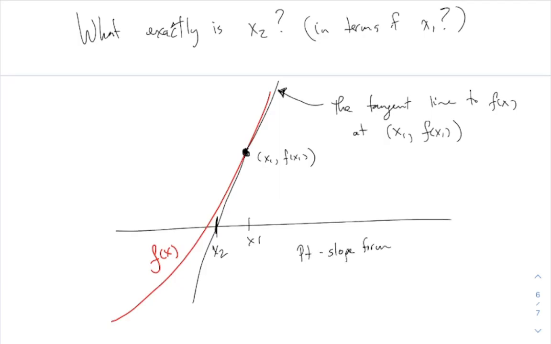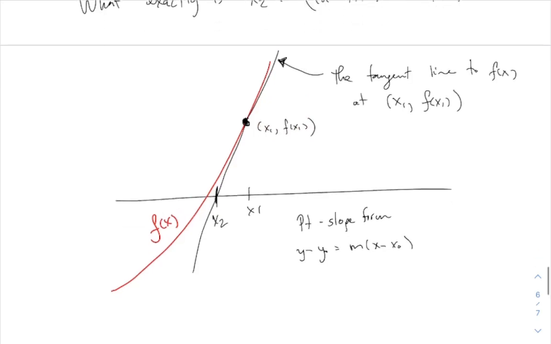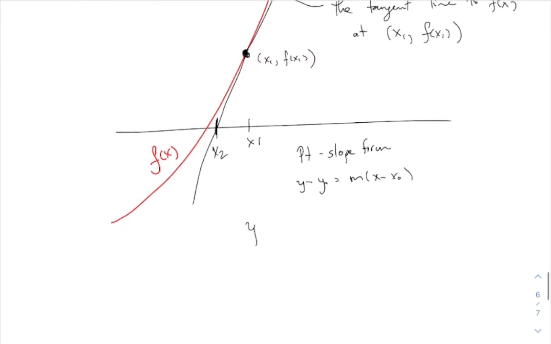Remember, it's y minus y naught equals m times x minus x naught, where the m is the slope, and the y naught and the x naught are the coordinates of the special point, which is this one right here that it goes through. All right? And so in this example, using my point slope form, we get y minus y naught, which is the y value of the special point, is f of x1. Y minus f of x1 equals m.